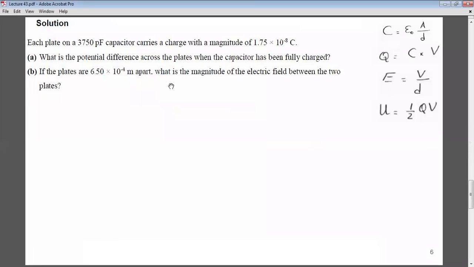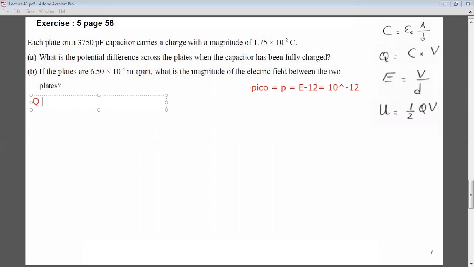Last exercise. Each plate of a 350 picofarad capacitor. So picofarad, pico is P. This is E to the minus 12, or 10 power minus 12. Okay, so this is pico. So we have the capacitance. This is given. C is equal to 3750 e to the minus 12 farad.